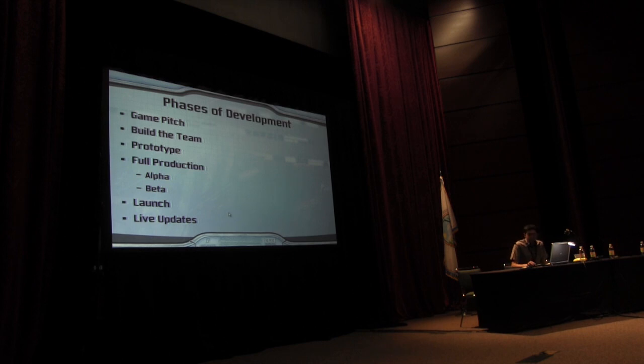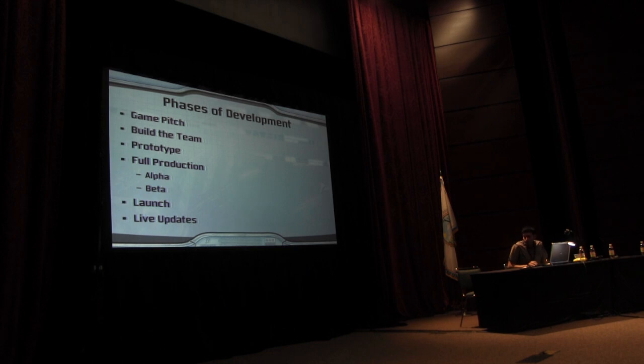When we start out developing a game, these are the stages that we go through. We start with a game pitch: a group of designers, artists, programmers, usually a producer, who come up with an idea for something they want to make a game out of. Then we move to building a team. We start with that initial group of people and expand on that and round things out, and then we have to make a prototype. That's the most important stage. If you can't make a prototype, you can't make a game.